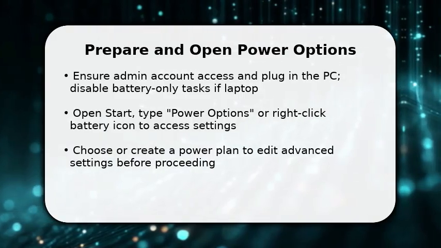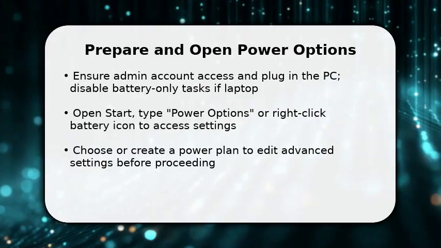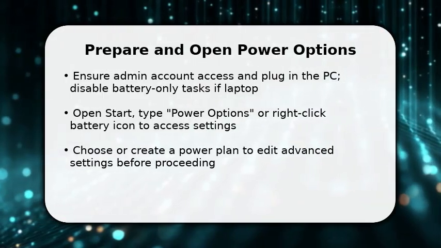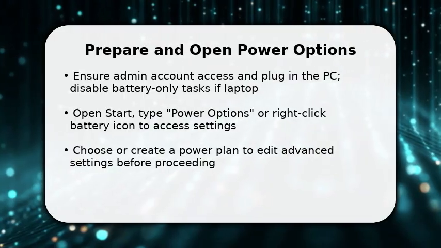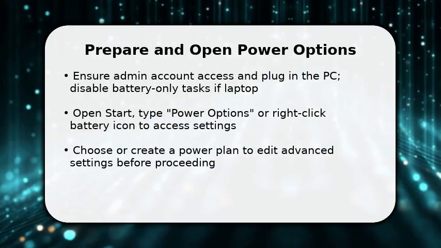Make sure to pick the plan you actually use and click Change Plan Settings. This first step lets you change sleep, display, and advanced settings. Make a note of current values so you can revert. Now proceed to edit advanced power settings to stop unwanted power saving.